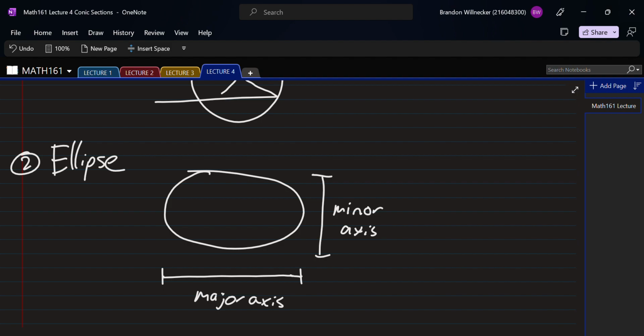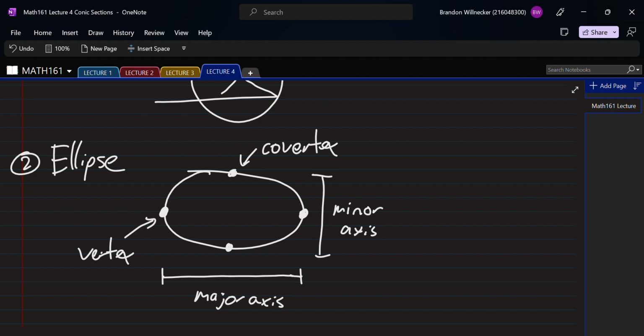The 2 endpoints along the major axis, those are the vertices. So over here and over here, that's the vertex on either side. And then we have a similar thing at the top and at the bottom here. For the shorter side, it's not a vertex, it's a co-vertex.